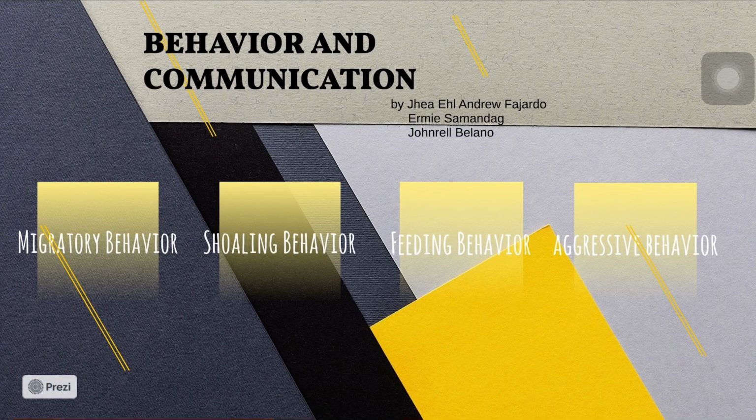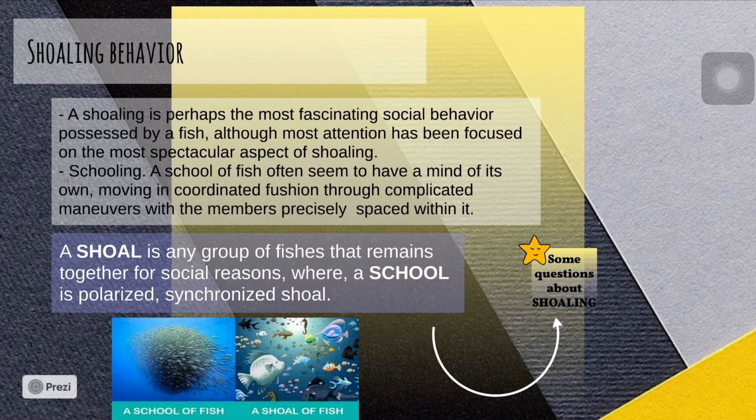Then we go next to another behavior, shoaling behavior. Shoaling is perhaps the most fascinating social behavior possessed by fish. Although most attention has been focused on the most spectacular aspect of shoaling, schooling. A school of fish often seems to have a mind of its own, moving in coordinated fashion through complicated maneuvers with the members precisely spaced within it. So we saw below a picture of a school of fish, then a shoal of fish.